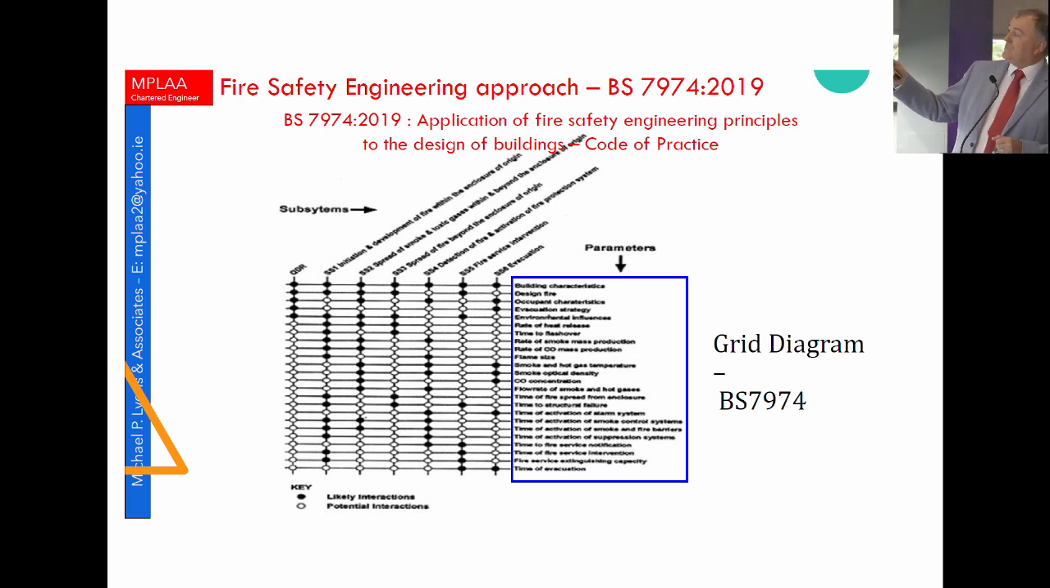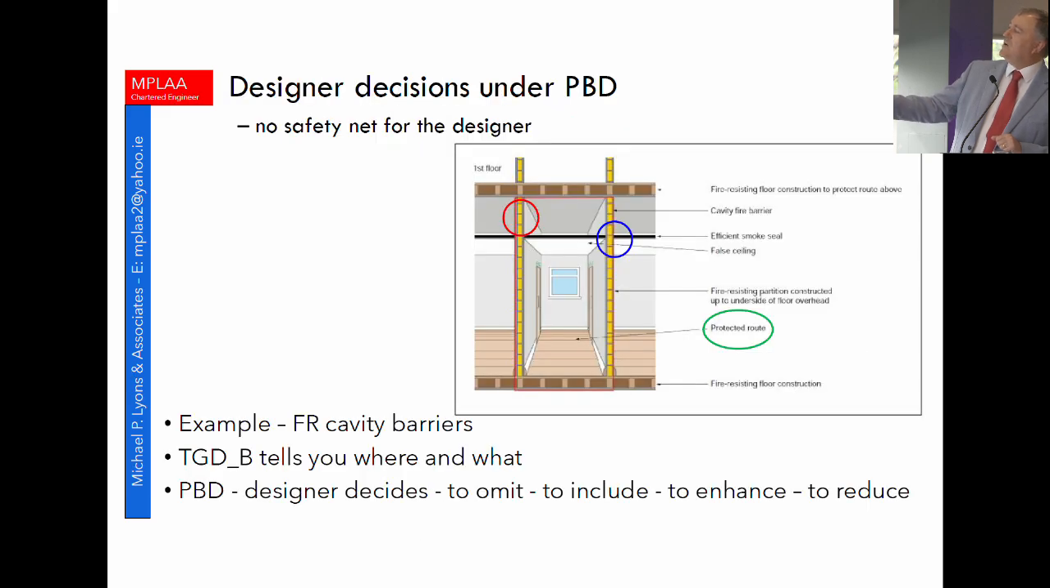As an example, technical guidance, this is just a very simple image of a protected corridor sitting on a fire-resisting floor, and you've got two walls that rise from the structural floor to the soffit of the structural floor overhead. And typically, technical guidance document B will tell you the period of fire resistance of that wall, and if there's a plenum space above the wall because there's a suspended ceiling, must there be a cavity barrier in there or not? So TGDB has already made the decision to tell you must put it in or you don't have to put it in. In a performance-based design, it doesn't tell you that.